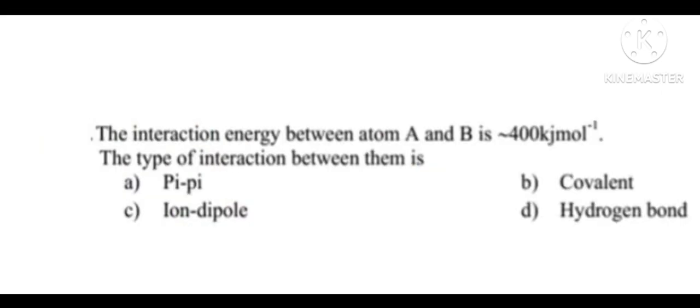Next slide: the interaction energy between atom A and B is roughly 400 kJ per mole. The question is the type of interaction between them. The correct answer is B, covalent. The covalent bond ranges from 60 to 600 kJ per mole. So the correct answer is B, covalent.